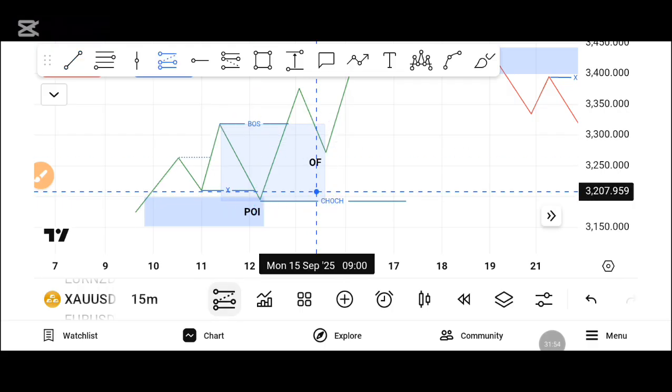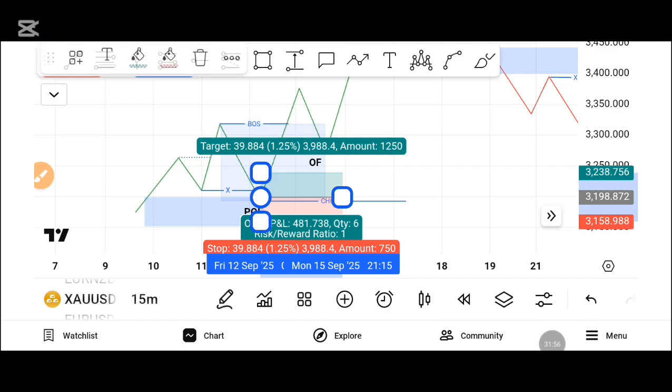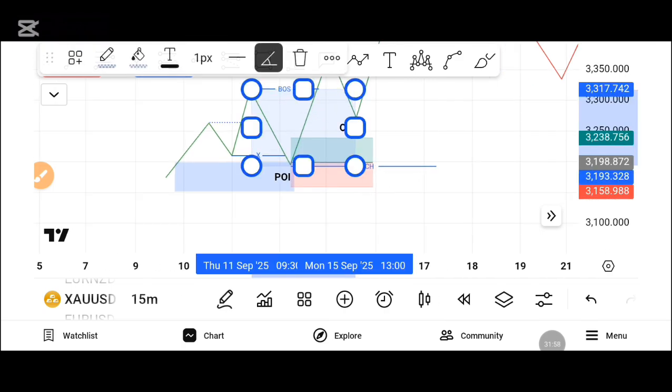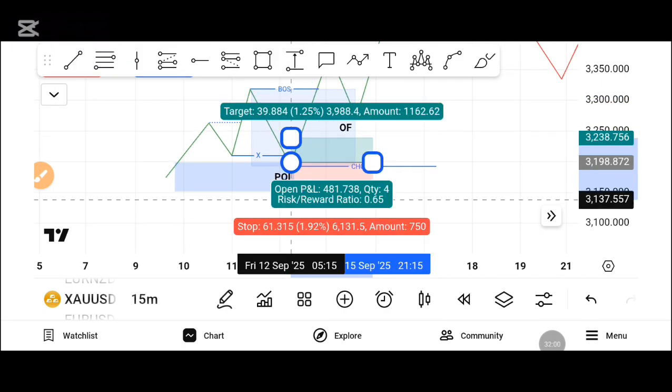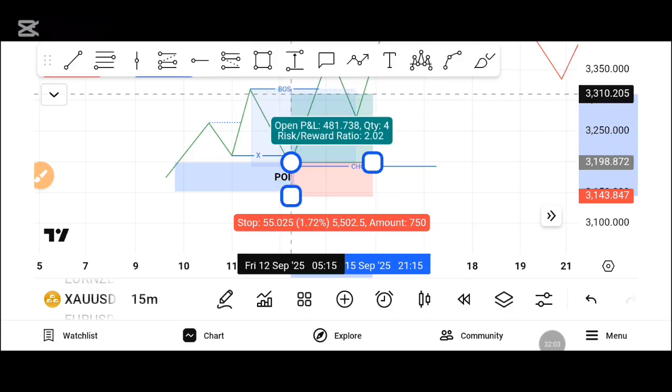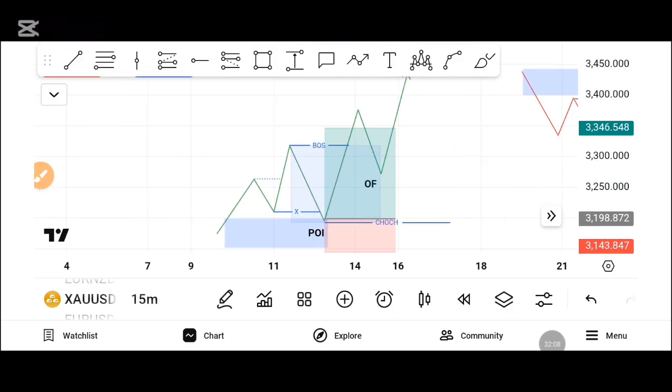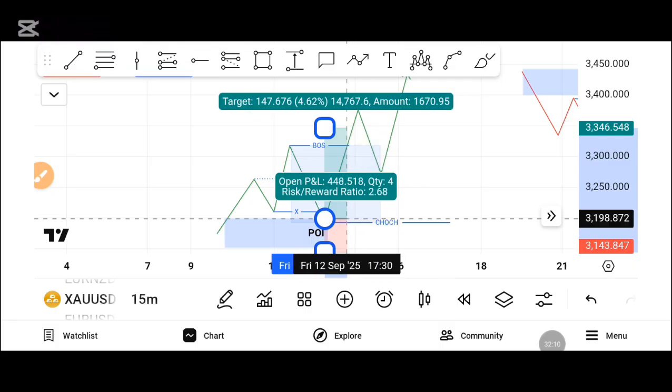We can take our short from this point here. Place our SL a little bit here. Target 1:2 or 1:3. Alright, so this is it.